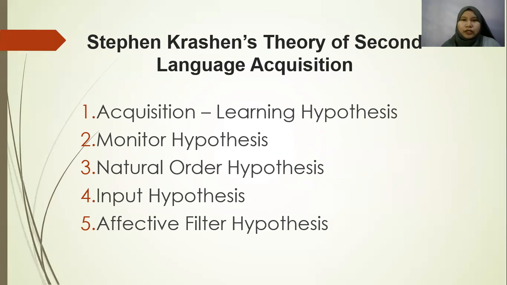According to Stephen Krashen, there are 5 theories of second language acquisition: the acquisition learning hypothesis, the monitor hypothesis, the natural order hypothesis, the input hypothesis, and the affective filter hypothesis.